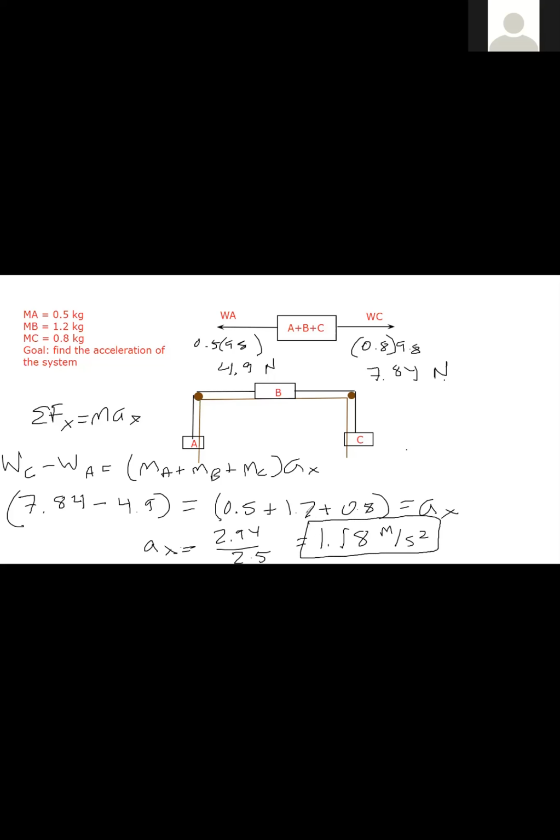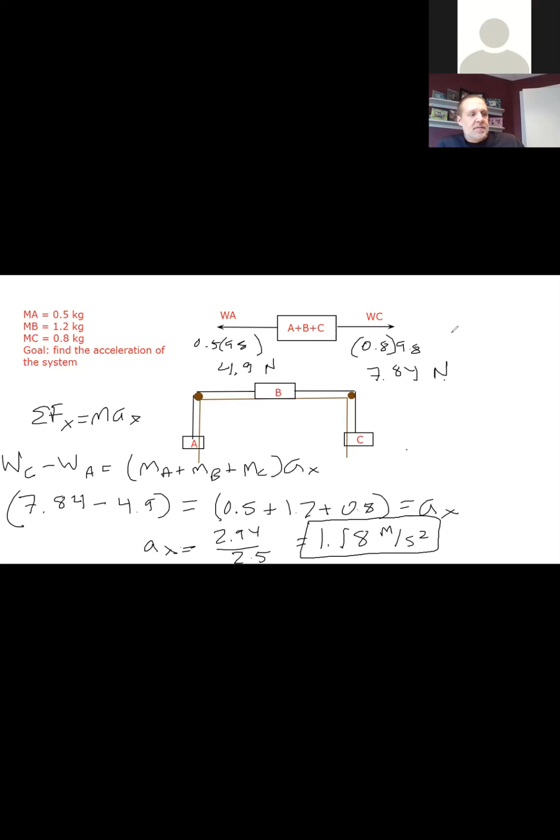This is formed by this system. So this is a force system, multiple masses working on each other. Does anybody have any questions there? How'd we do? Did you get it right? Thumbs up if you got it right, 1.18.